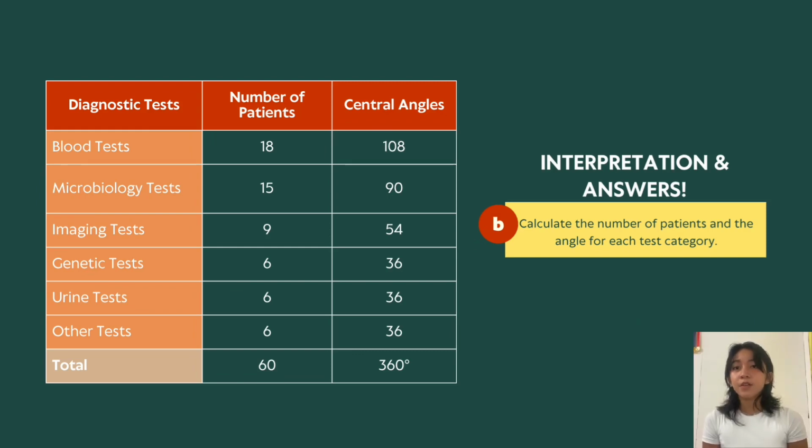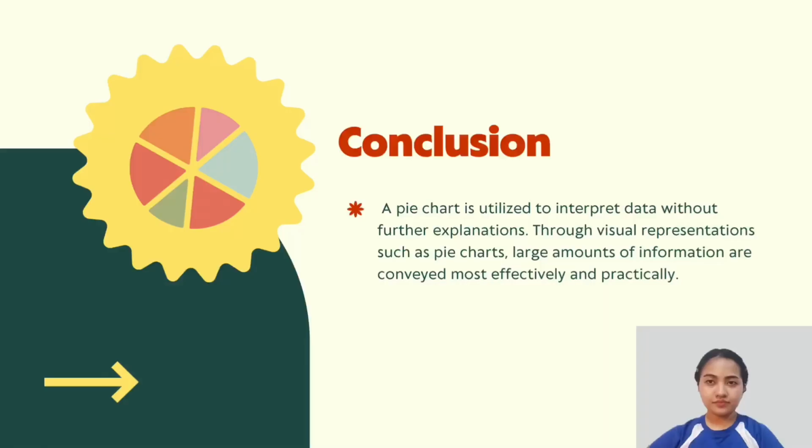Given the table, we can see how the percent of distribution of the different diagnostic tests affect the number of patients and its corresponding central angle in the pie graph. The data offers valuable insights into the significance of various diagnostic procedures, aiding the viewers and readers in understanding the test landscape within this population.